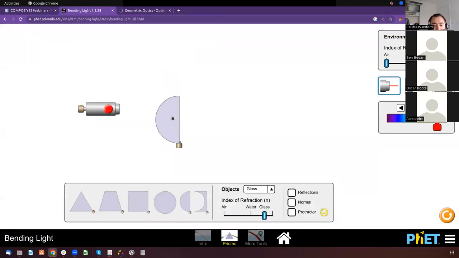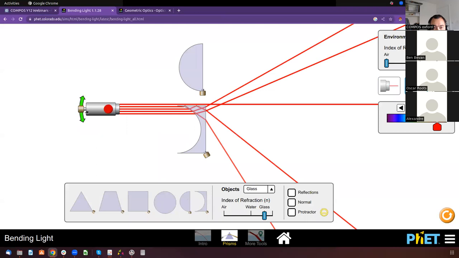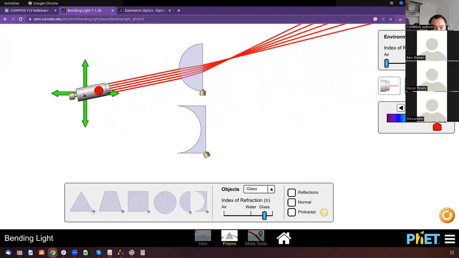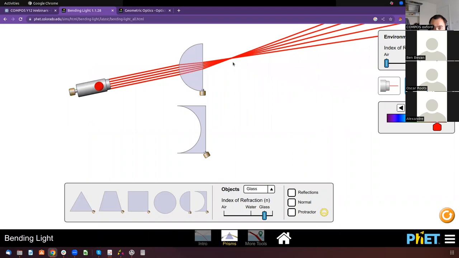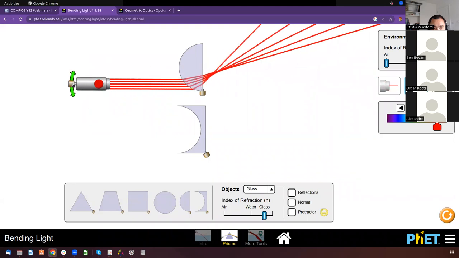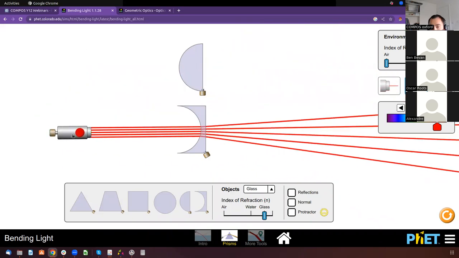This is the closest thing they have to a converging lens, and this is the closest thing they have to a diverging lens. We can shine a light through. You can see that a parallel beam of light will converge. We can change the direction slightly, and you can see that they still converge. Now for a diverging lens, you can see that the light rays expand outwards and they would converge somewhere here.